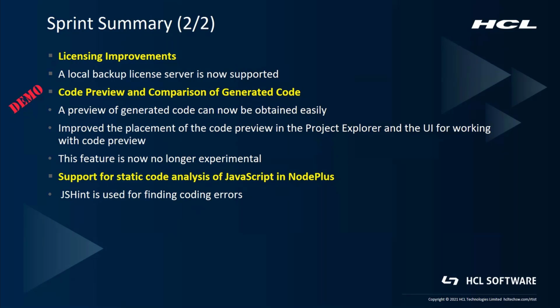Then we've also completed another feature that was experimental, but that now is no longer experimental. That feature is called code preview and comparison of generated code. It allows you to very quickly and easily obtain a code preview either of an individual model element or of many elements, for example, everything generated from a TC. And you can then also use that for code comparison, which is quite handy, as you will see in the demo.